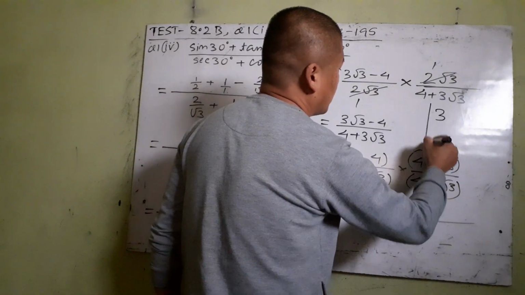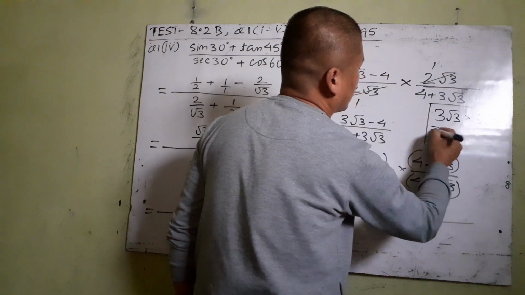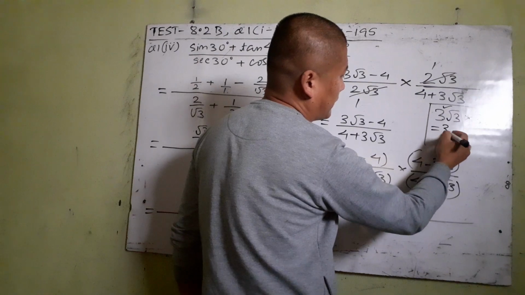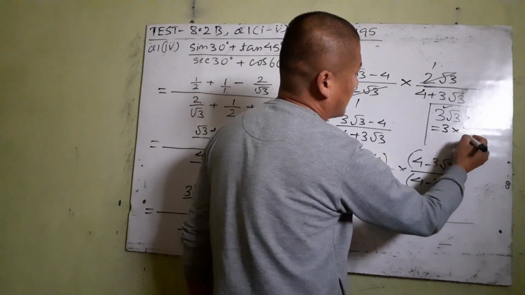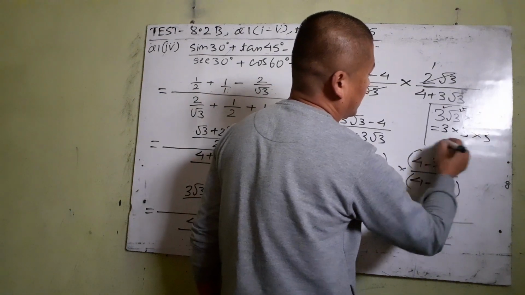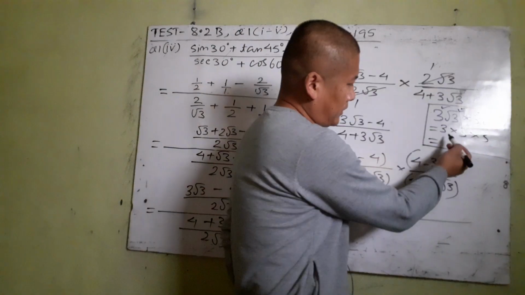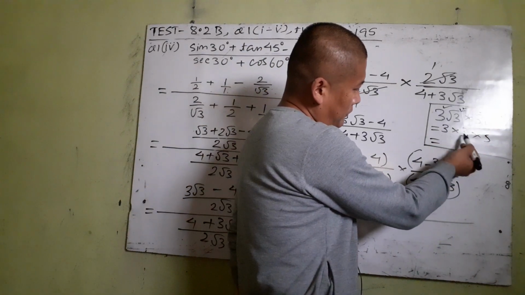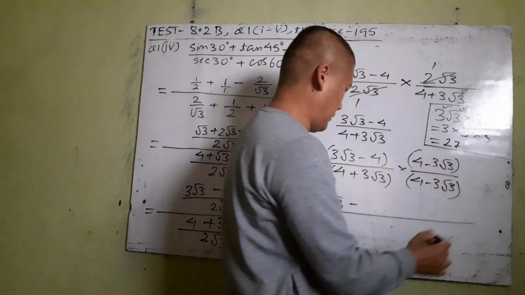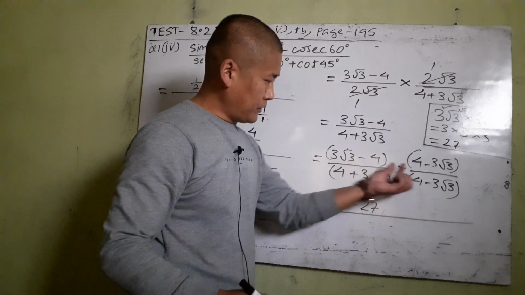You can do this on the rough. 3 root 3 into 3 root 3 is equal to this 3, you can write it down. This 3 also okay. Then this root 3 into root 3 will be, we know, 3. So 3 root 3 into root 3 will finally come out to be root 3s are 9, 9 3s are 27. So we write here 27.